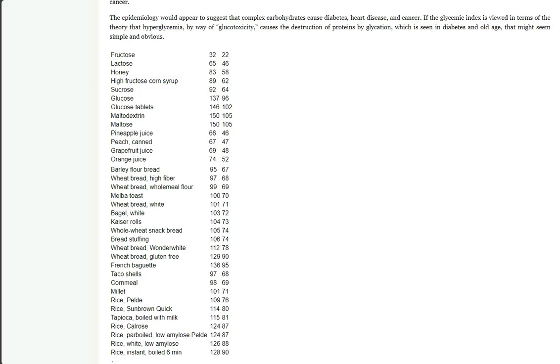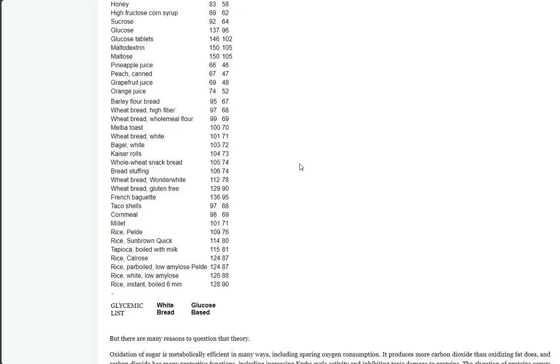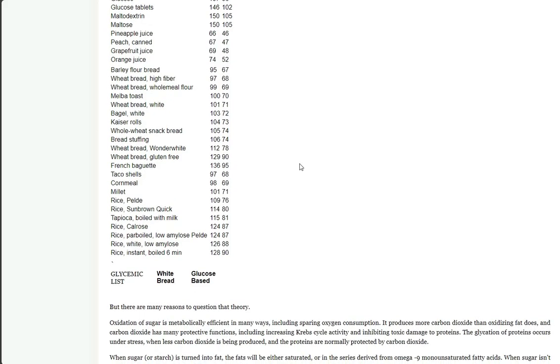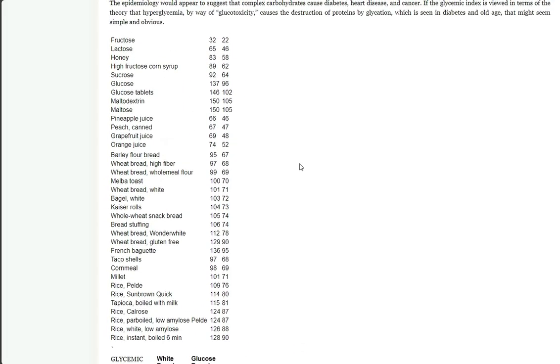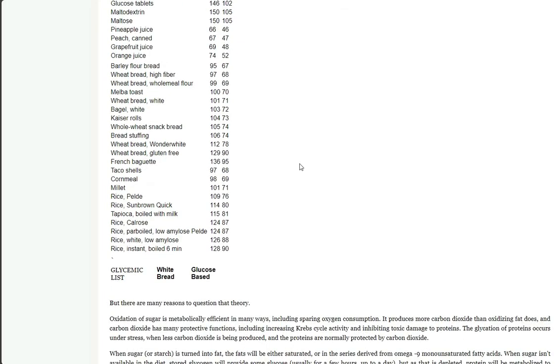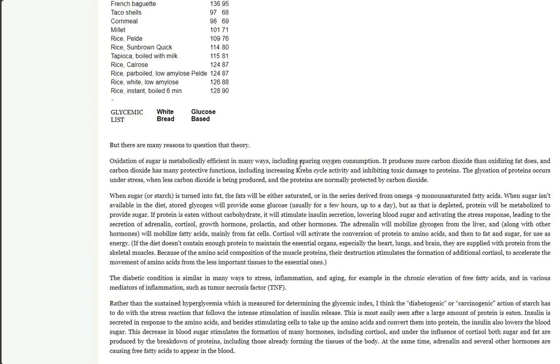If the glycemic index is viewed in terms of the theory that hyperglycemia, by way of glucotoxicity, causes the destruction of proteins by glycation, which is seen in diabetes and old age, that might seem simple and obvious. And then here we have a glycemic list of everything from fructose to bread, rice, etc. that you can look at there.